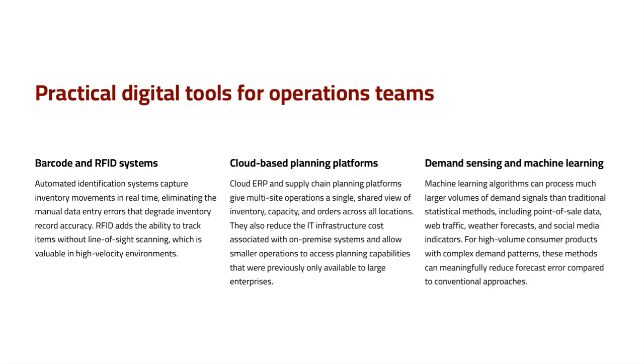Here we focus on 3 practical digital tools that operations teams can leverage to improve efficiency and accuracy. First, barcode and RFID systems use automated identification to capture inventory movements in real time. This eliminates manual data entry errors and improves inventory accuracy. RFID, in particular, allows tracking without line of sight, making it ideal for fast-paced environments.